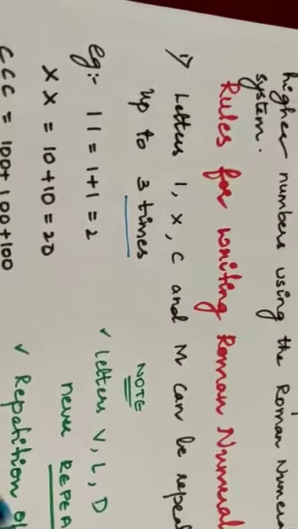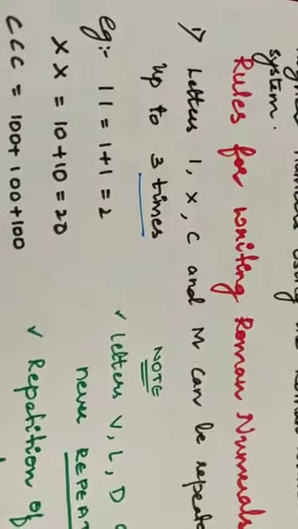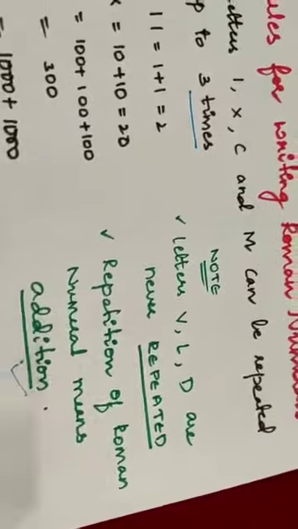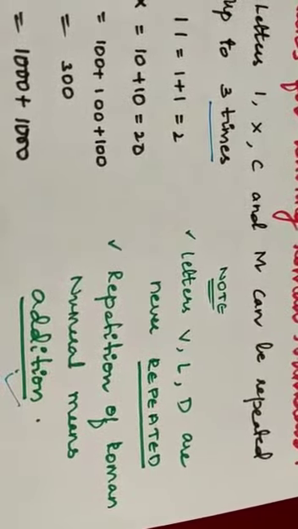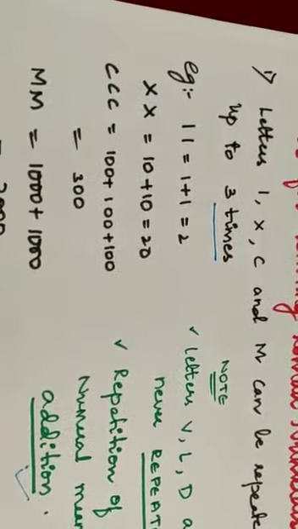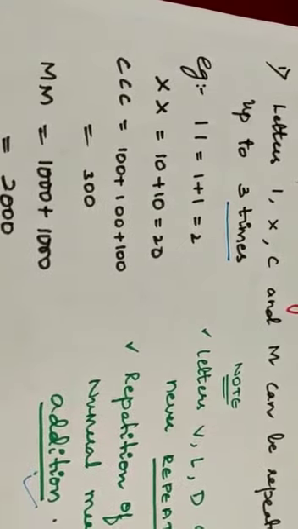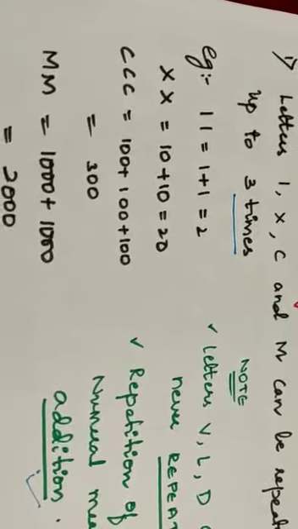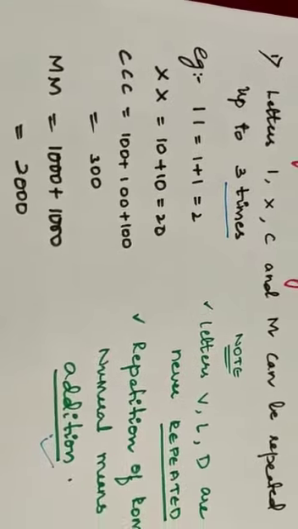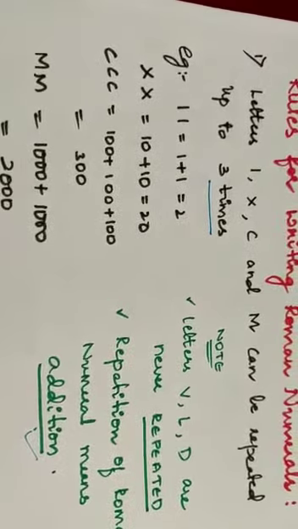So even when letters are repeating, what is the operation to be performed? Addition. So here is a note. Repetition of Roman numeral means addition. One more example, children. M M. What does it mean? 1000 plus 1000. 2000. So now let us move to rule number 2.